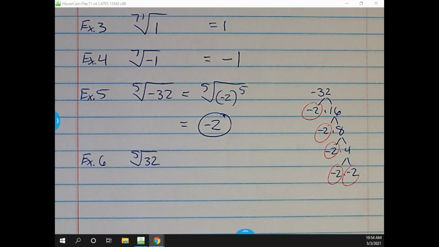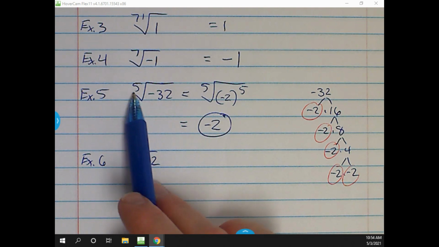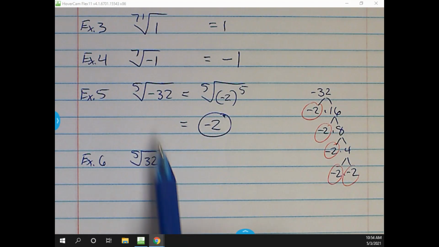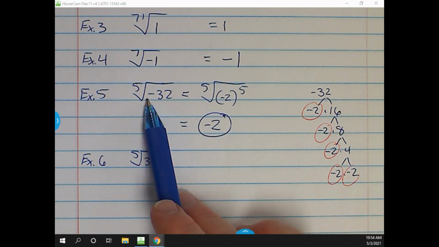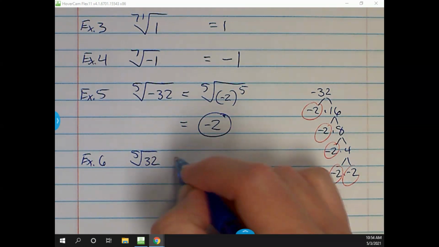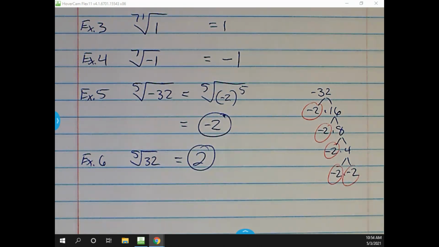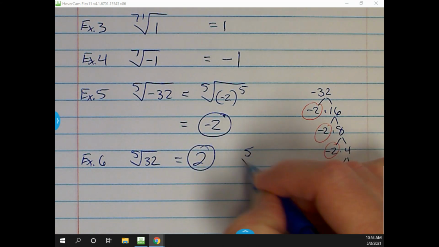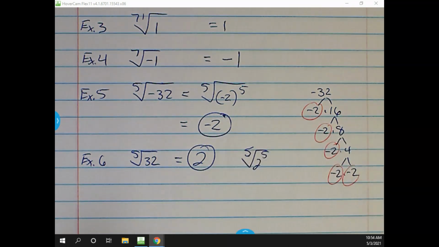Okay, and again, the only difference between -32 and +32 with an odd index, an odd root, is that this answer is going to be negative because we started off with a negative in here. The answer will be the same, but it's just going to start and finish as a positive number, because instead of being a -2, this would just be a +2 when we're doing the 5th root to the 5th.